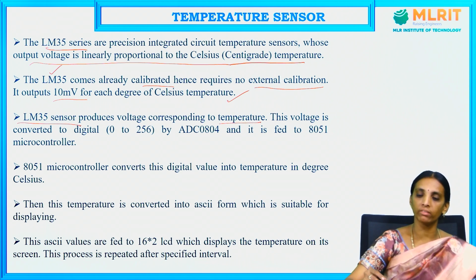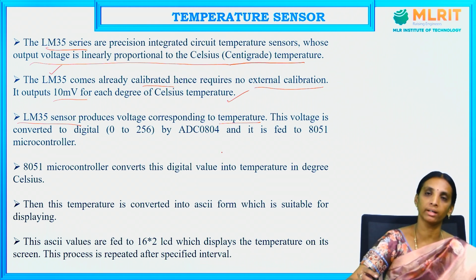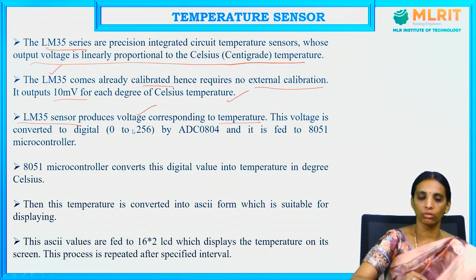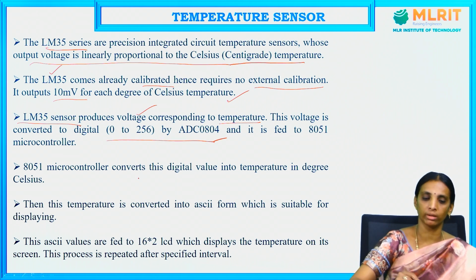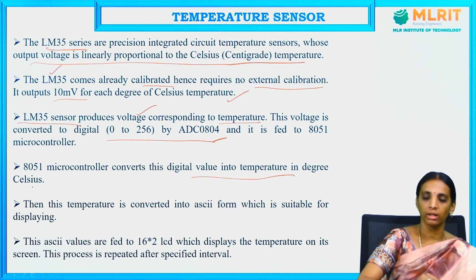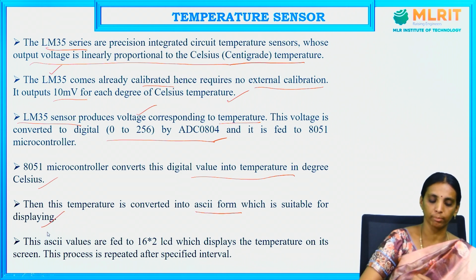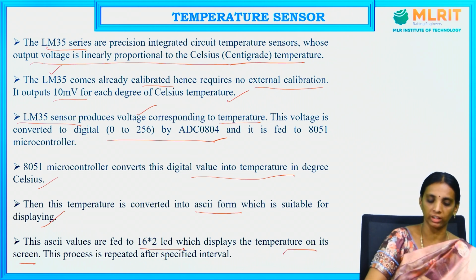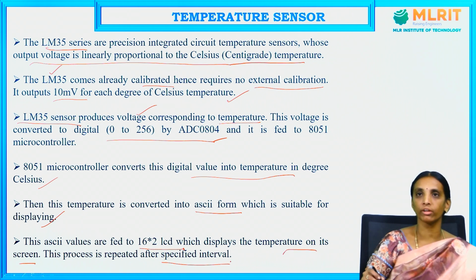So we have to fix voltage levels for each temperature. Depending on the detected temperature at that situation, the LM35 sensor will produce the voltage. This voltage will be converted to digital by using the analog to digital converter. Then the microcontroller converts this digital value into temperature in degrees Celsius. This temperature is converted to ASCII form, which is suitable for displaying. The ASCII values are fed to the LCD, which displays the temperature on the screen. This process is repeated after a specified interval.